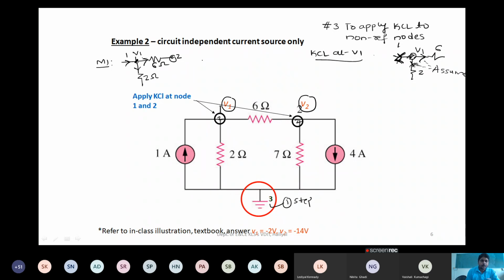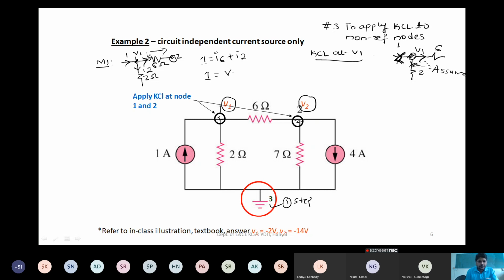According to this, the incoming current is 1 and the outgoing currents are these. If I assume this as I6 and this as I2, we have I6 plus I2 equal to 1 ampere. Now the assumed direction is from left to right. So you have to write the equation for current. I is equal to what? I equal to V by R.